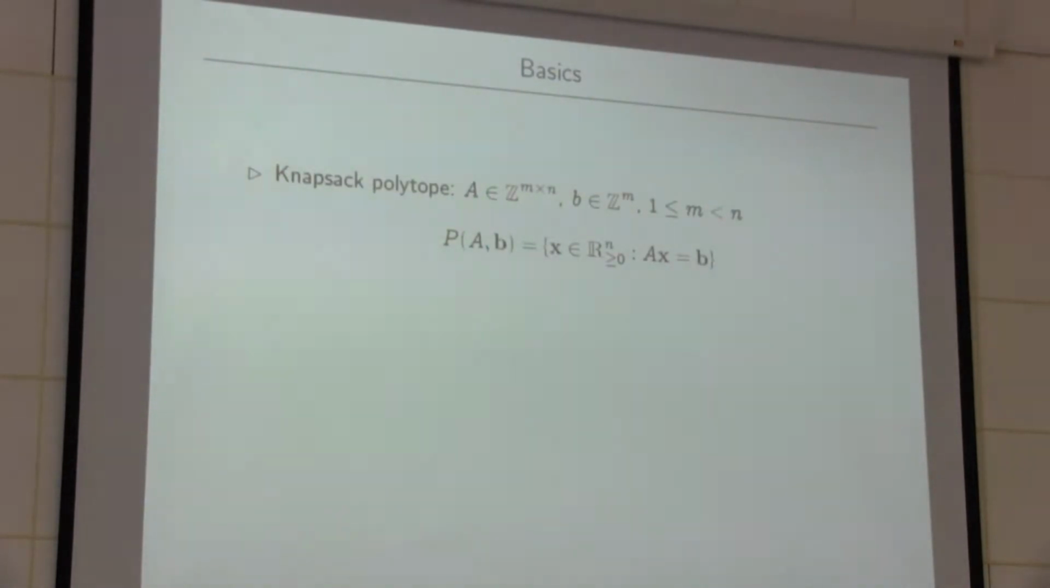Alright, so the central object of this talk is a Knapsack Polytope. So what is that? Suppose you have an integer matrix A, this matrix will satisfy some regularity assumptions, which I will describe later. Suppose also you have an integer vector b, then the Knapsack Polytope associated with A and b is the set of all non-negative vectors x such that Ax is equal to b.